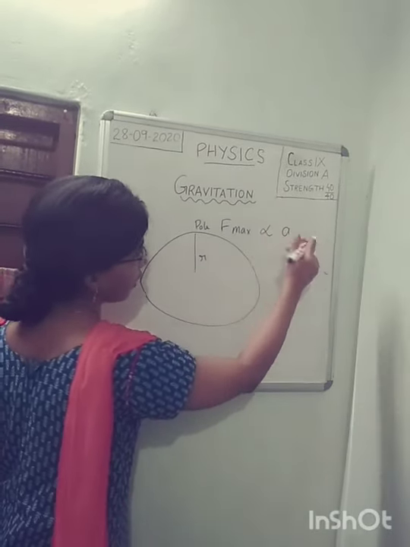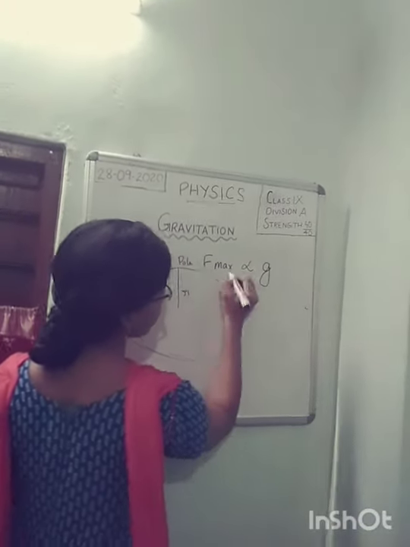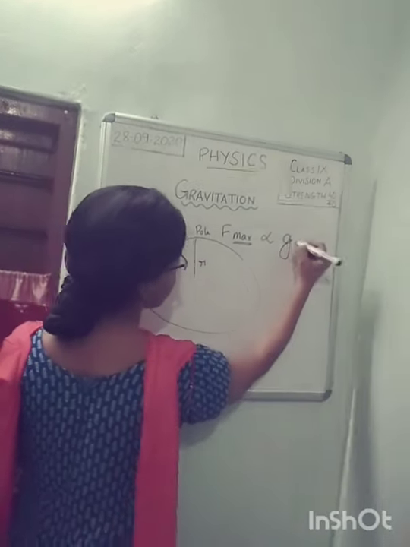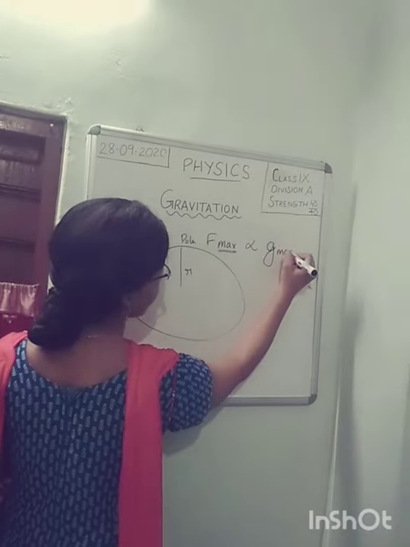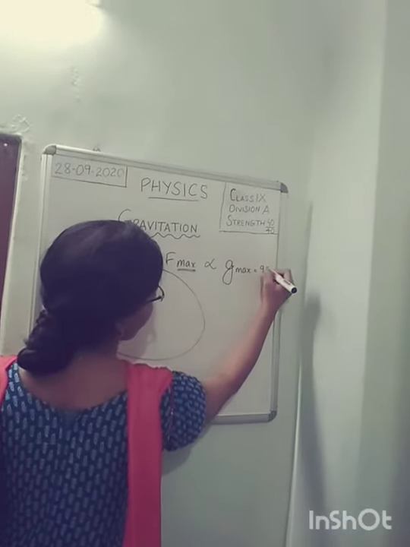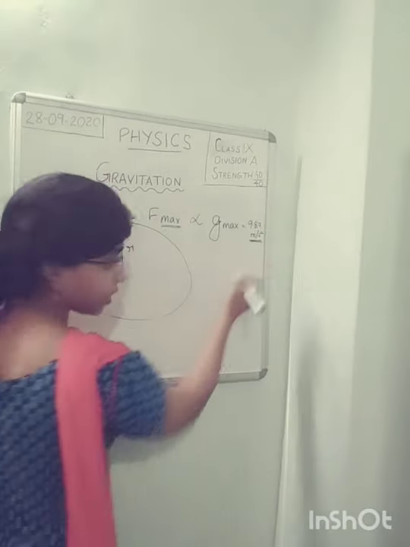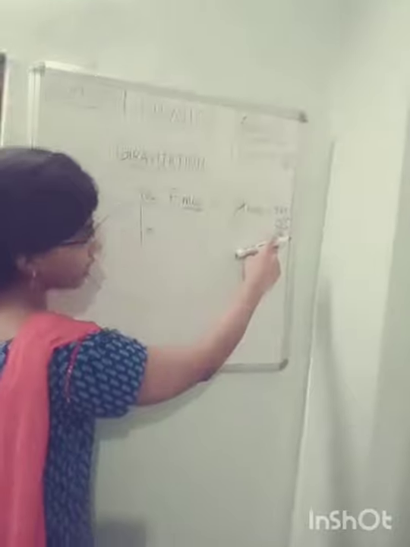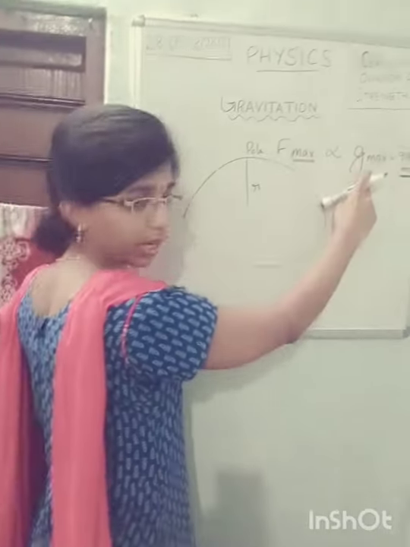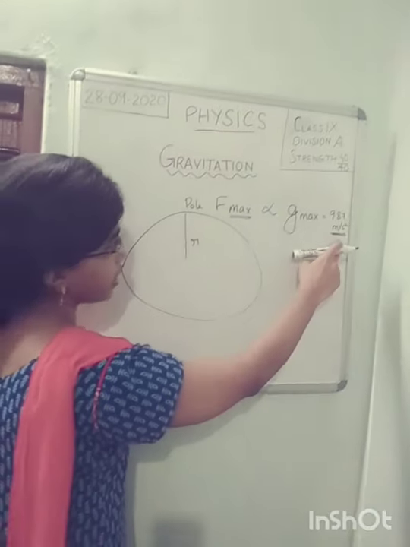So instead of A, I am writing acceleration due to gravity. Since force is maximum, acceleration due to gravity will also be maximum. And its value comes to be 9.87 meter per second square. So meter per second square is a unit of acceleration. Acceleration due to gravity at the pole comes to be 9.87 meter per second square.